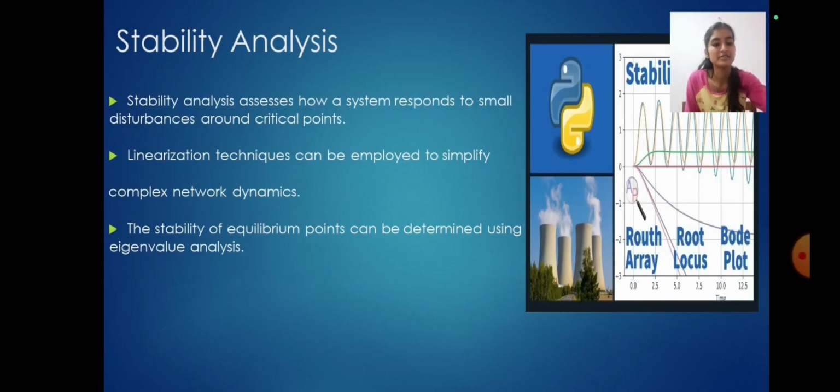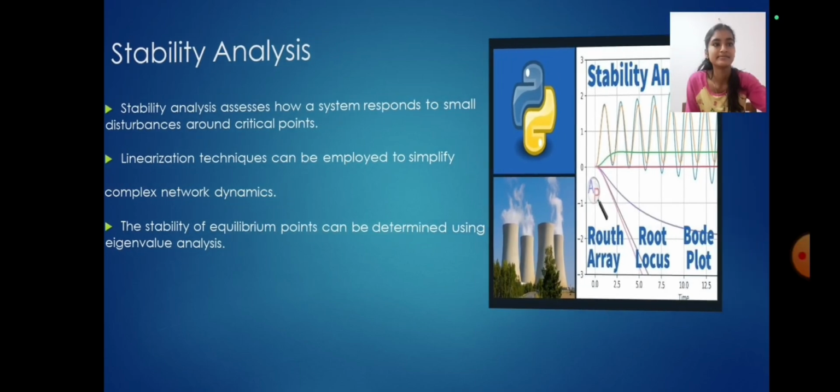Unstable means if A is less than 0 and AC minus B square is greater than 0, then the point is said to be unstable or a local minima. Saddle points means if AC minus B square is less than 0, then it is said to be a saddle point. There are three types of stability analysis graphs: root array, root locus, bode plots.